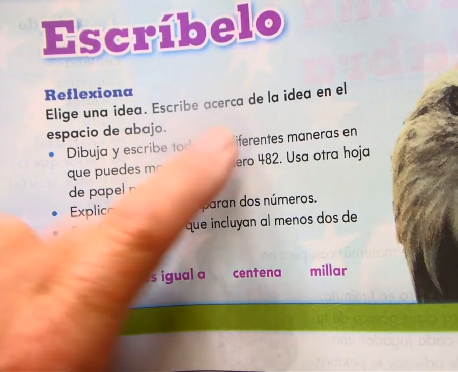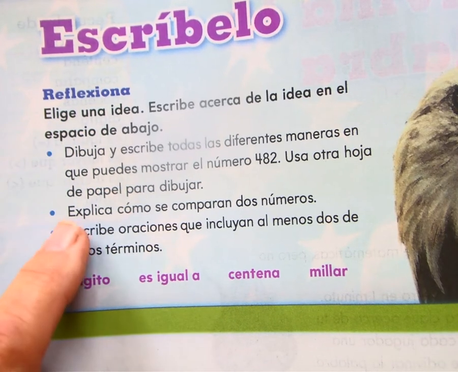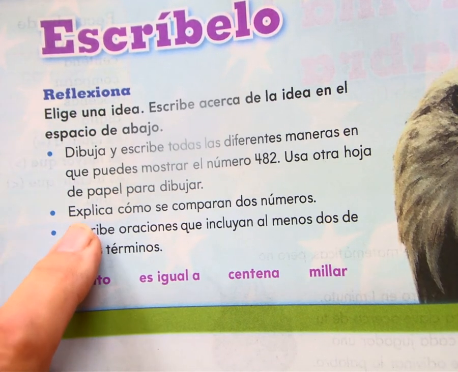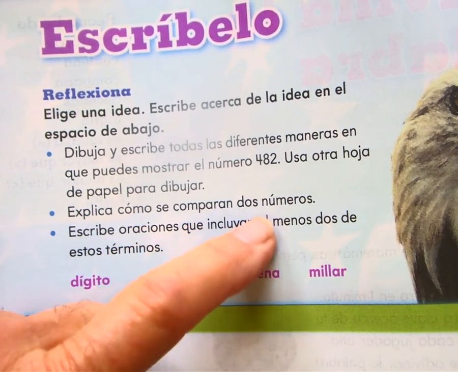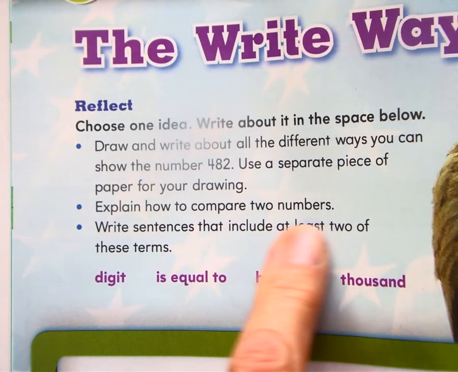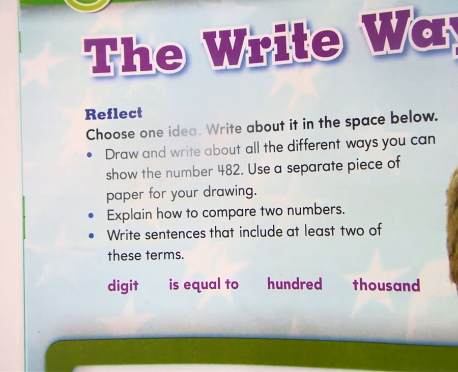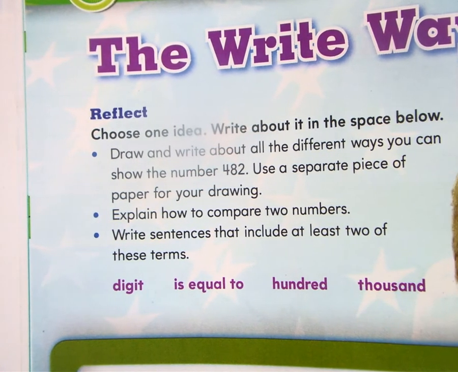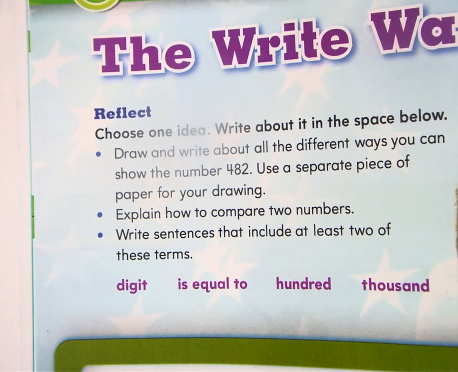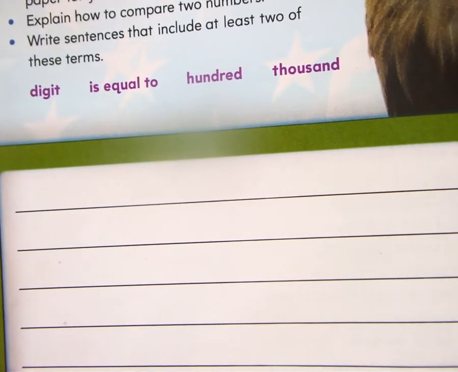Elige una idea, escribe acerca de la idea en el espacio de abajo. Creo que vamos a escoger ese segundo. Explica cómo se comparan dos números. Okay, explain how to compare two numbers. We're only going to do it in English. Por eso los que tienen un libro en español, Elías y Noé, tienen que escribir en inglés porque no quiero hacer los dos. Es mucho.